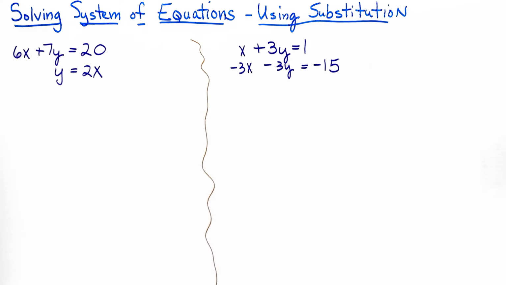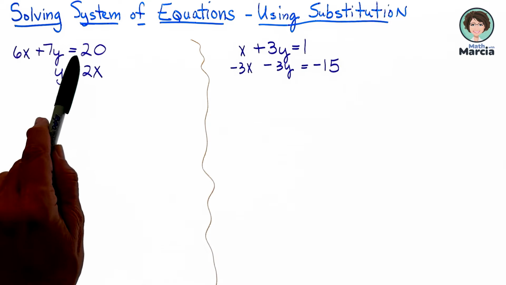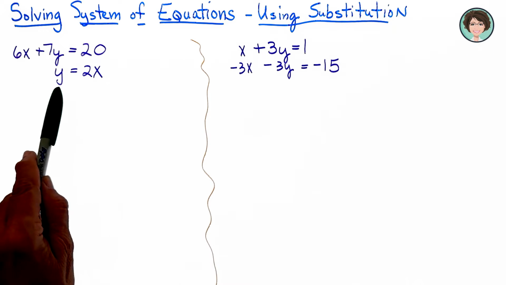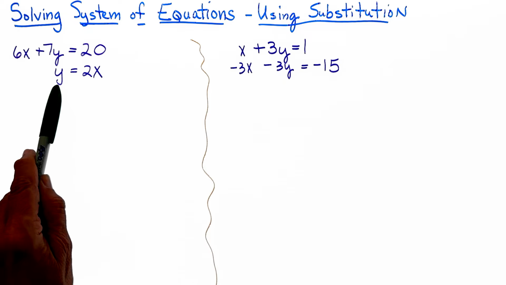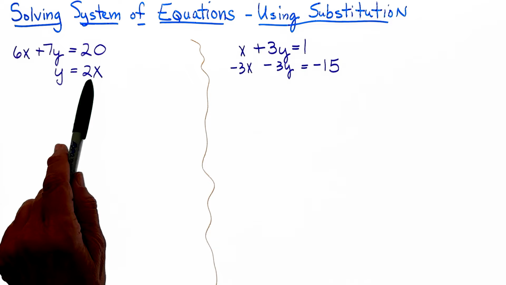The lesson is solving a system of equations using substitution. When you have two equations given to you, you're looking for a value for x and y that will make both equations true. So for this method today, we're going to solve by substitution. My first equation is 6x plus 7y equals 20. And my second one in the system of equations, these two are tied together, is y equals 2x.